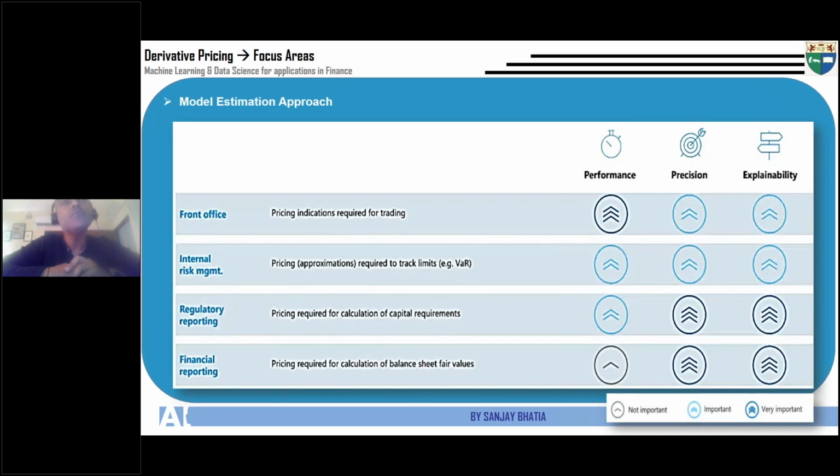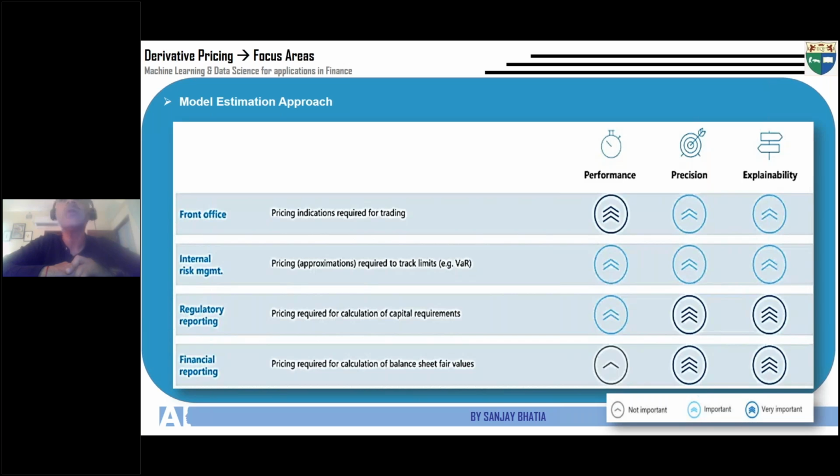But when it comes to regulatory requirements, the focus is on regulatory reporting and financial reporting requirements. Regulatory requirements means where you are doing derivative pricing and valuation for your RWA calculation, risk weighted asset calculation, or capital calculation. Then the focus on precision and explainability is more, and the focus on performance is less, because you are sitting in a back office doing this regulatory capital calculation, and it doesn't really matter even if the model takes maybe a few days to run and complete its calculation, right?